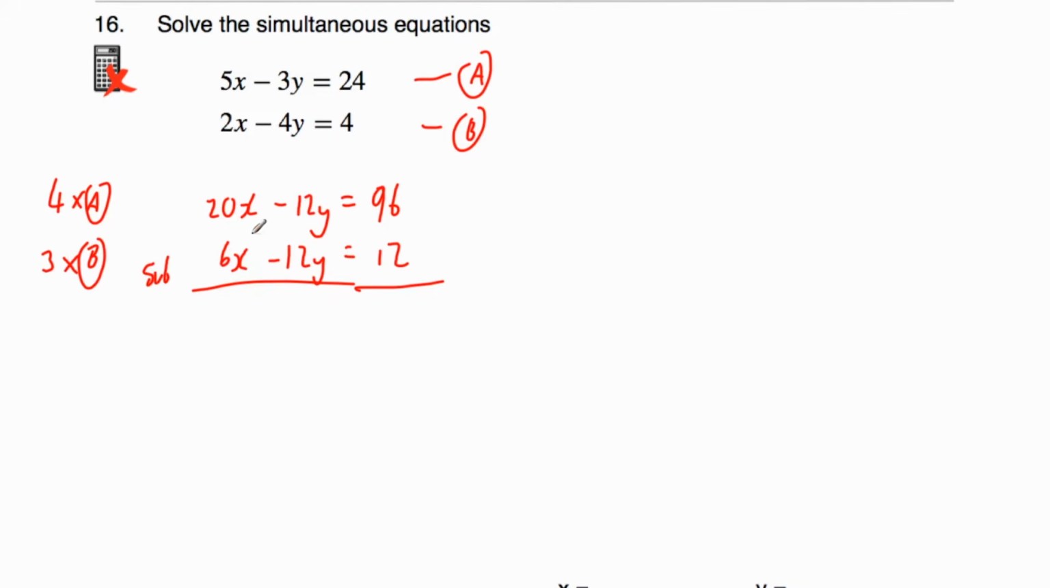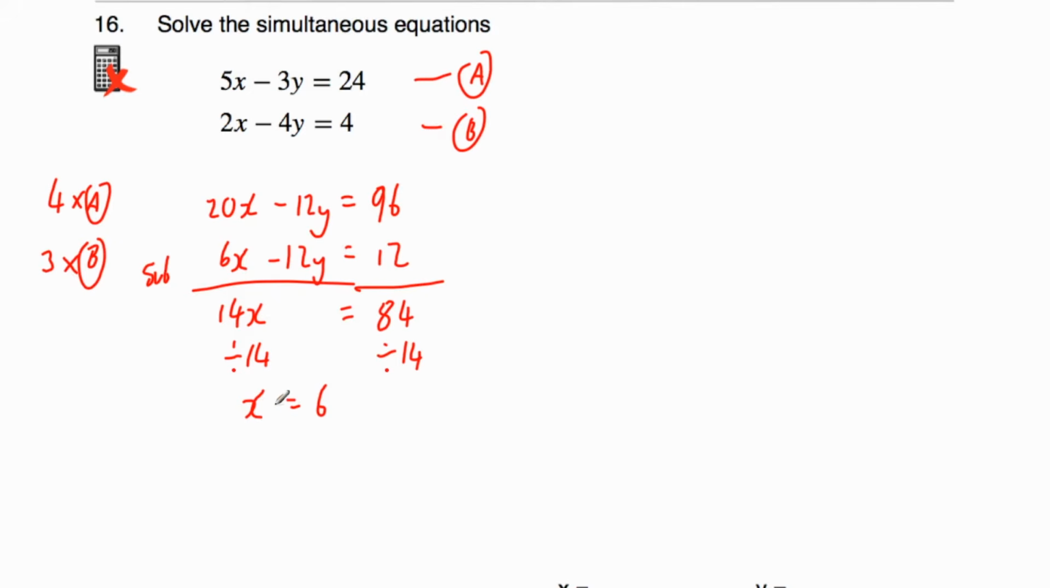So subtract. We've got 20x take away 6x, that's going to be 14x. Minus 12y minus minus 12y would be minus 12y plus 12y, so that's 0. And then on the right hand side, we've got 96 take away 12, that's equal to 84. Now we want to find out what x is, so we're going to divide by 14 and divide by 14. When we divide both sides by 14, 14x divided by 14 is just x, and 84 divided by 14 would be 6. So x is equal to 6.